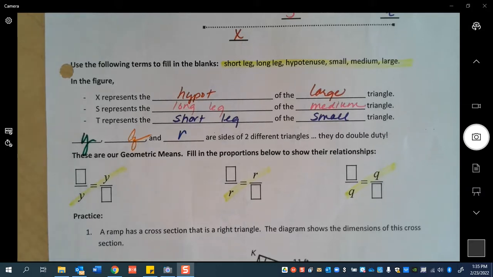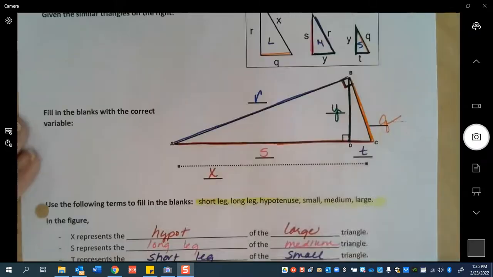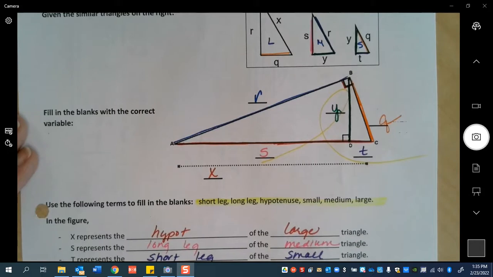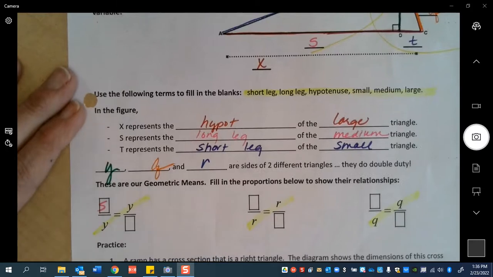This is the one that we liked to talk about being our loop-the-loop. We said that y was the loop-the-loop, which means that this altitude y is going to be the geometric mean between s and t. And we can see that this whole proportion is about long leg to short leg, long leg to short leg. So we can fill in s and we can fill in t to complete that proportion.